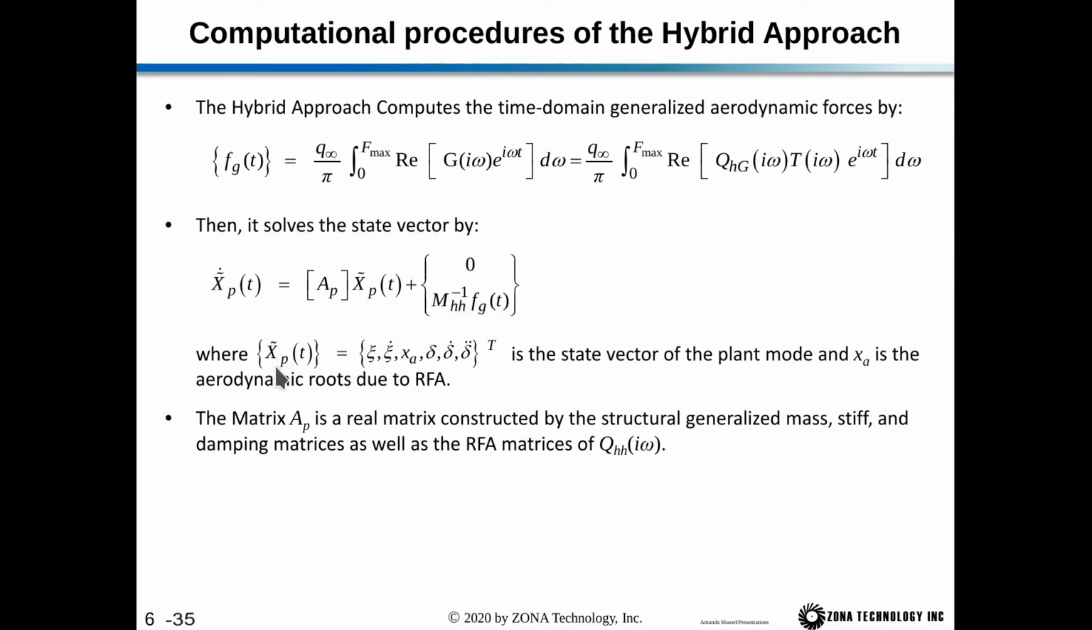Our x plant is made up of C dot, XA, the lag states, and then delta, delta dot, and delta double dot, which are the actuator states. And the matrix AP is a real matrix constructed by the structural generalized mass, stiffness and damping matrices, as well as the RFA matrices of QHH of i omega.